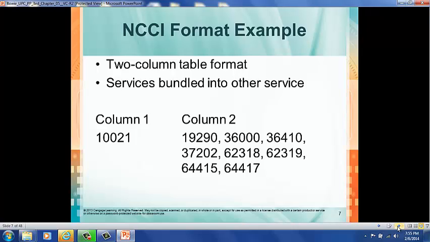As an example, if we wanted to bill code 10021 and code 36410 together, our claim would cancel our edit out due to NCCI coding guidelines. CPT code 10021 encompasses the services rendered in 36410, and therefore 36410 cannot be billed separately when reported with code 10021.